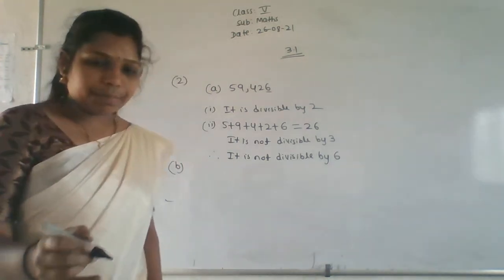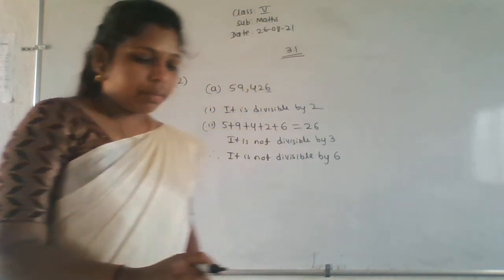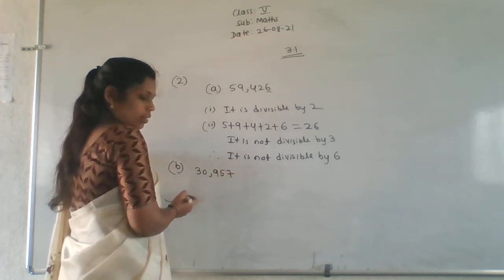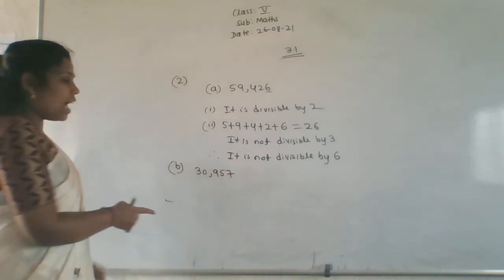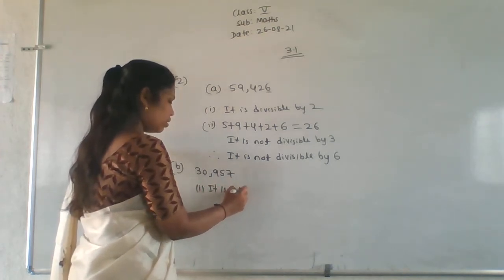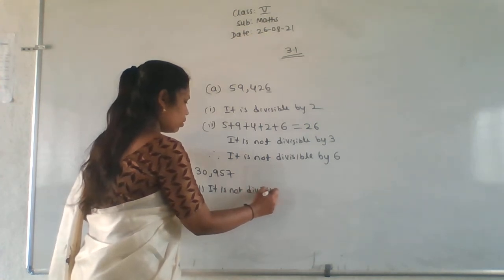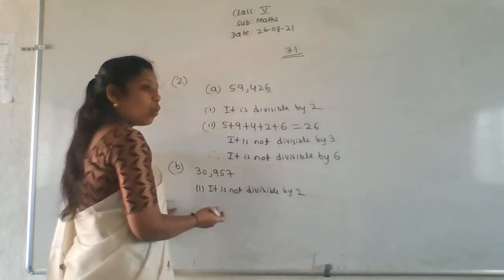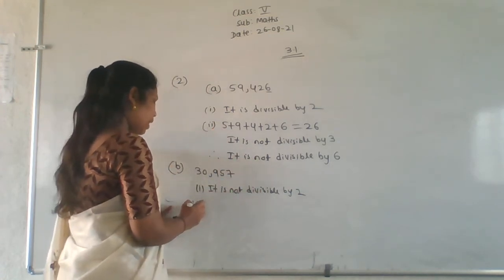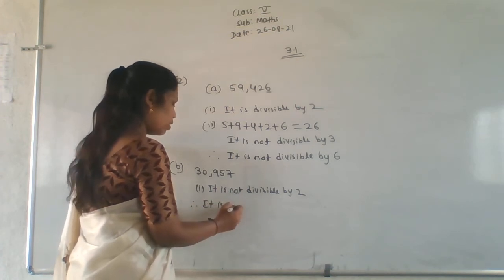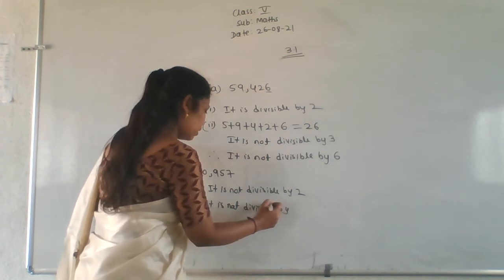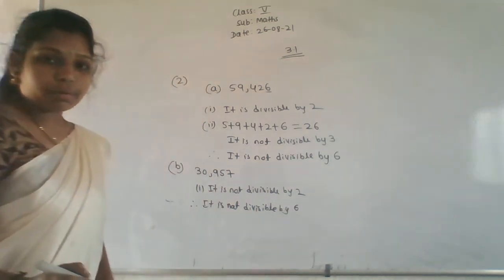What is the b-th one here? Same. B-th one is 30,957. Right? So same thing. The last number, first case, is not divisible by 2. Then no need to check the second case. Already one case is not divisible. Then directly we can write, therefore it is not divisible by 6. Like that we have to write here.